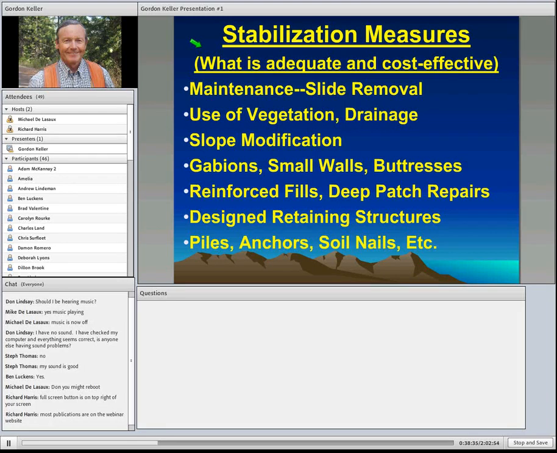First, probably the most common thing we do is just remove the slide, and just live with it. Second, vegetation and drainage. That's the cheapest thing you can do, and on small, shallow slides, often may be adequate. We can lay the slopes back, modify them. There's a lot of types of small structures we can use. We can use reinforced fills on down here. We can get into designing larger retaining structures. And then there's the kind of exotic retaining structures, some of the deep piles, anchors, soil nails, which I'll show you examples of all of these. And the price generally is cheaper from the top and gets more expensive to the bottom, although launched soil nails can be pretty inexpensive, and I'll mention that a little later.